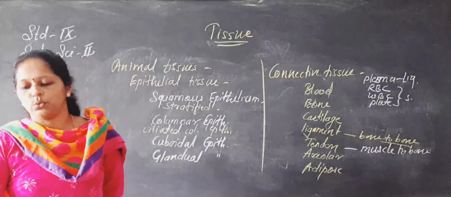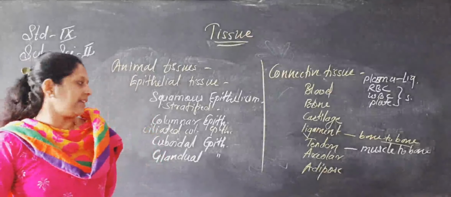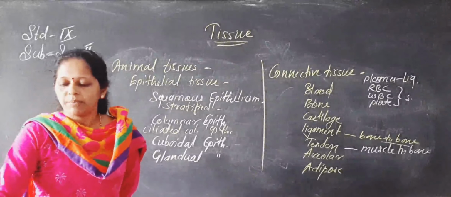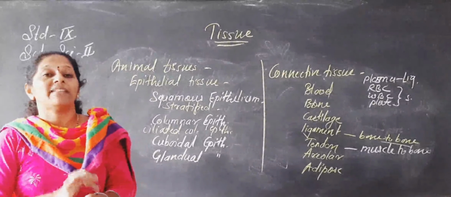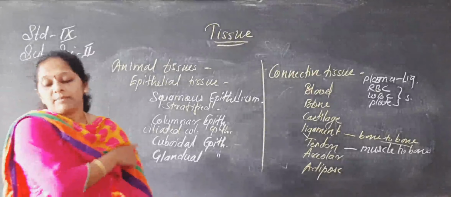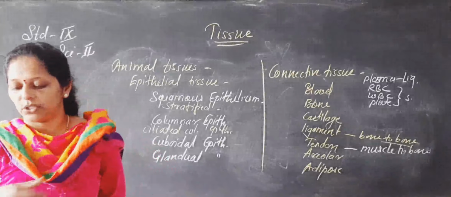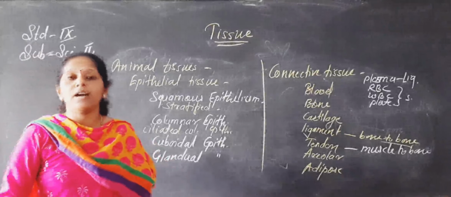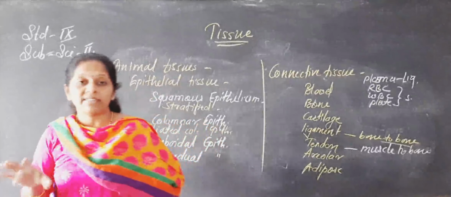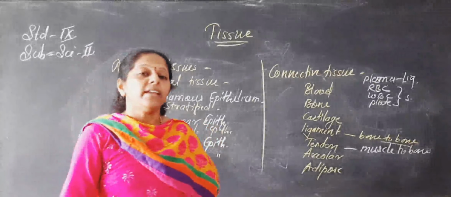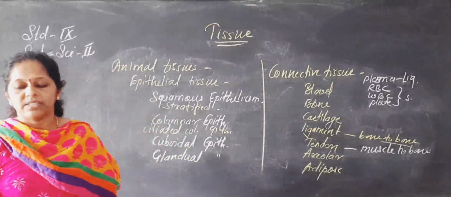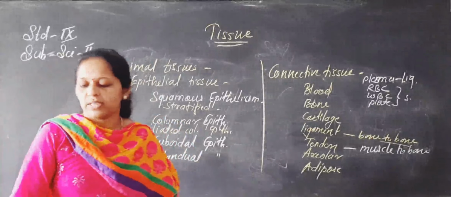Next, adipose tissue. Fat-storing tissue is called adipose tissue. It is found below the skin and between the internal organs. The cells of this tissue are filled with fat globules, which store the fat.